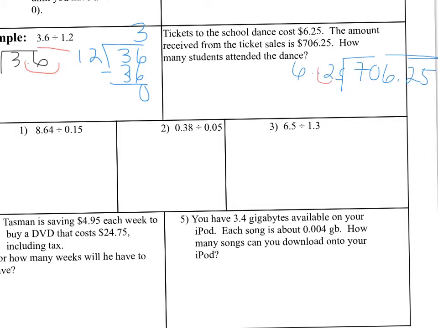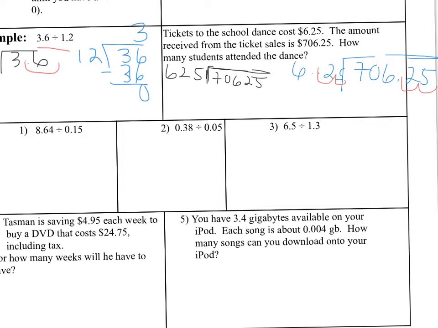Okay. I have to move the decimal in my divisor. I'm moving my decimal twice, so I'm doing the same thing in my dividend. So I'm going to rewrite it as 625 into 706.25. It's a little tight here. Okay. So then I divide like normal.